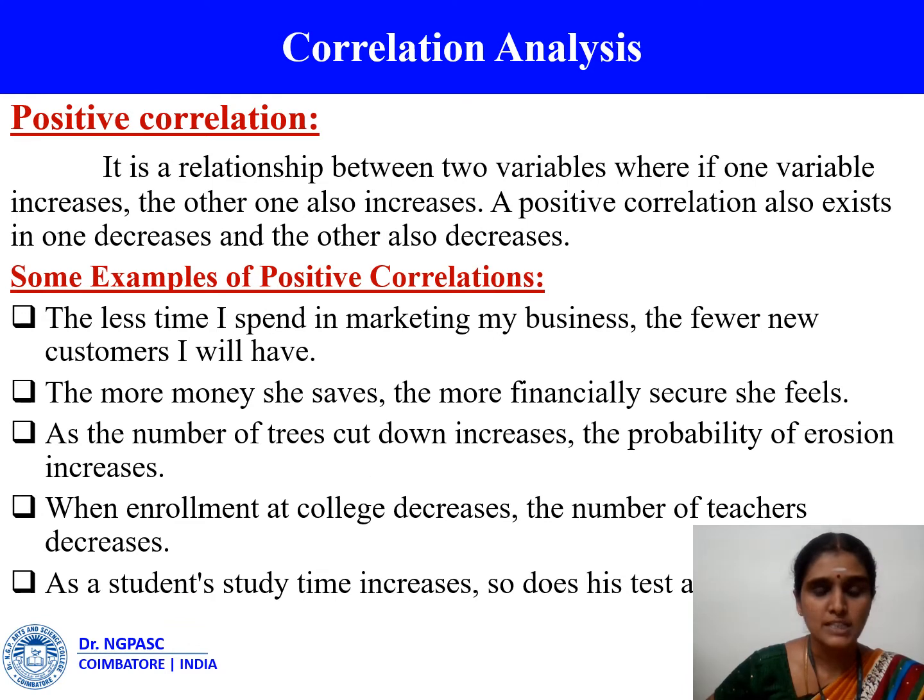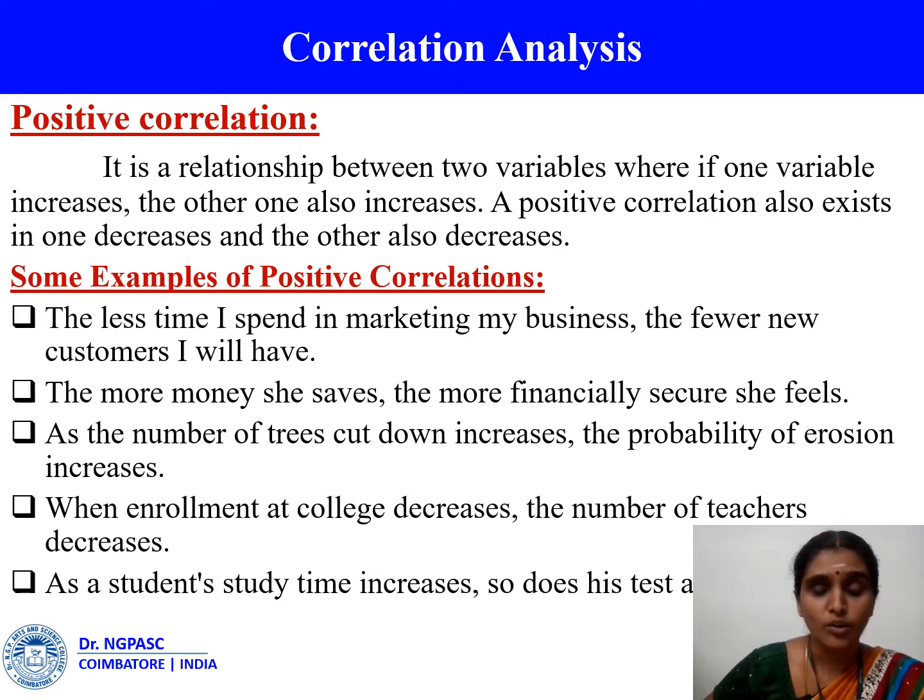Next we can see what a positive correlation is and a few examples of this. It is a relationship between two variables where if one variable increases, the other also increases. A positive correlation also exists if one decreases and the other also decreases. For example, the less time I spend marketing my business, the fewer new customers I will have. The more money she saves, the more financially secure she feels. As the number of trees cut down increases, the probability of erosion increases.